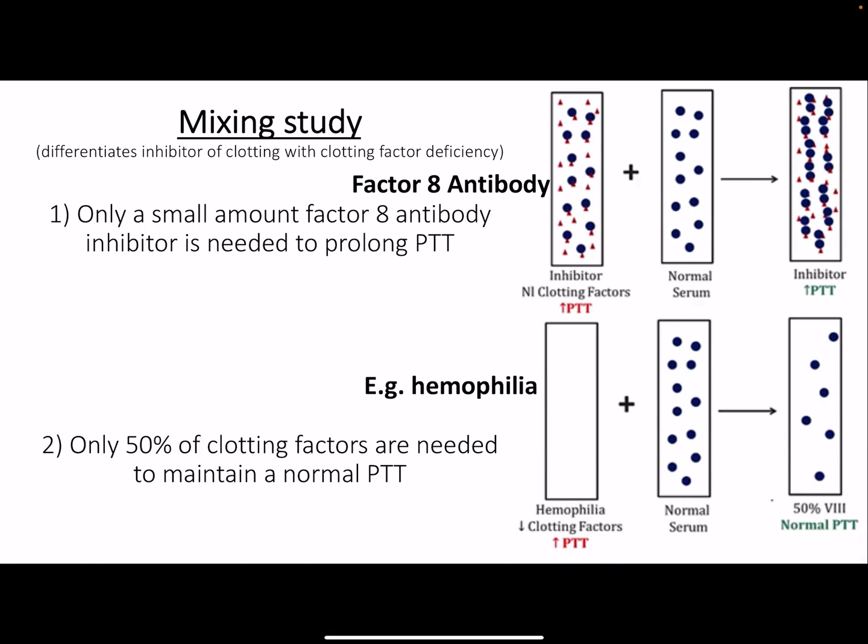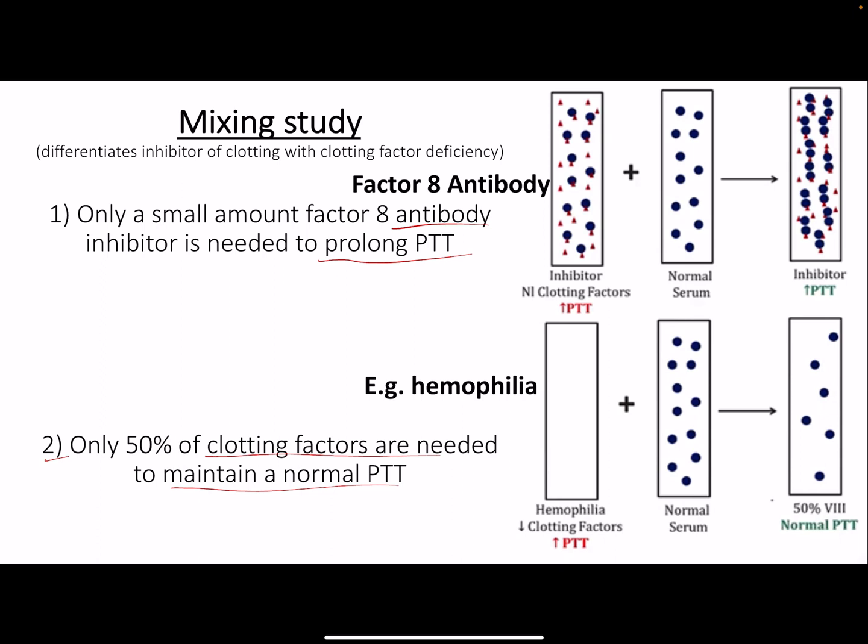I don't know if they have hemophilia A or if they have just antibodies to factor 8. So the way a mixing study works, it really depends on two important criteria. So one is realizing that only a little bit of antibody goes a long way. So just a little bit of antibody will significantly prolong the PTT. On the other hand, the second point is they don't really need that many clotting factors to maintain a normal PTT.